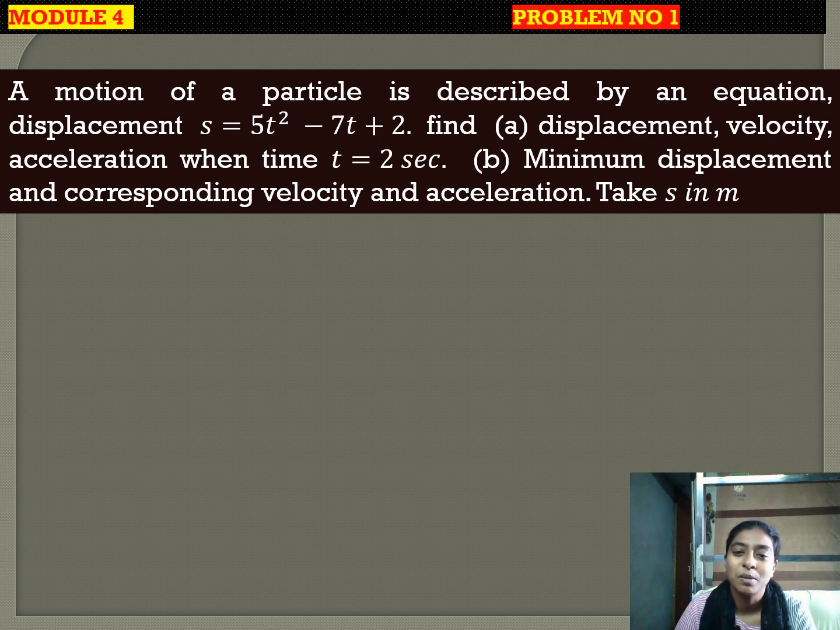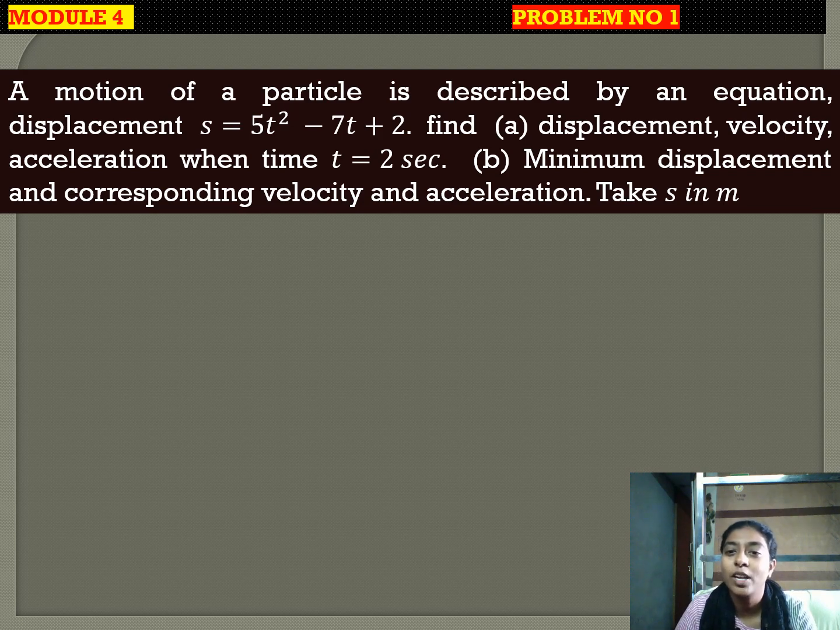So, first problem: a motion of a particle is described by an equation for displacement. S is the displacement. So, S is equal to 5t square minus 7t plus 2. We are asked to find the displacement, velocity and acceleration when time t is equal to 2 seconds. Part B, minimum displacement and corresponding velocity and acceleration. Take S in meters.